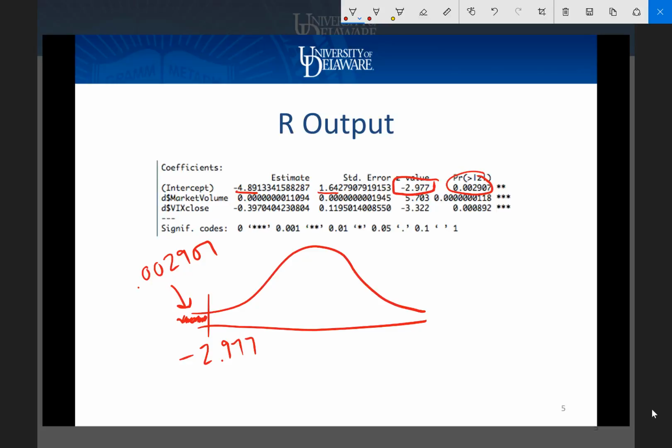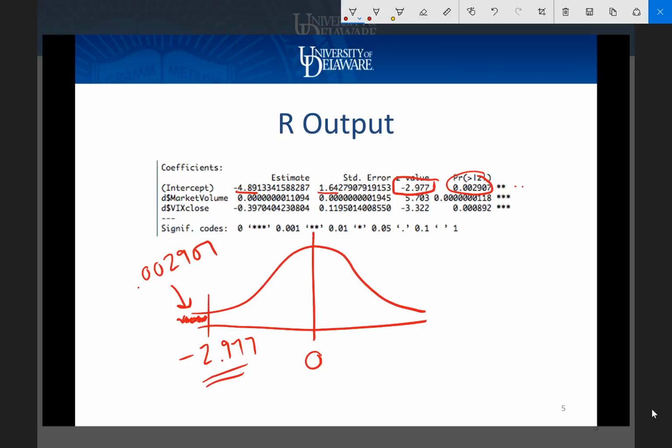And because that p-value is so small, that shaded area is so small, this value is so extreme, it's so far from zero. For that reason, we see that there are 2 stars of significance here, which indicates that this intercept is significantly different from zero, so we will keep it in the model. We'll follow the same process for the market volume and the VIX close variables.